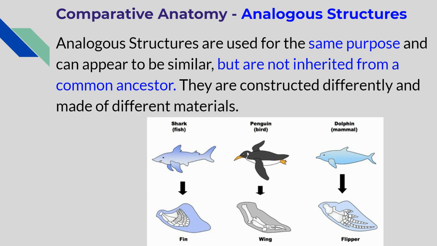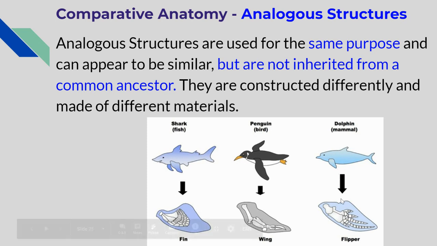for the same purpose. So sharks have fins that help them swim. Penguins are a type of bird that has wings that actually help them swim in the water. And then dolphins have flippers, which allow them to swim in the water. So sharks have fins, birds like penguins have wings, and dolphins have flippers. Those are all three structures that actually kind of look the same on the outside, and they all have the same purpose of helping with swimming.